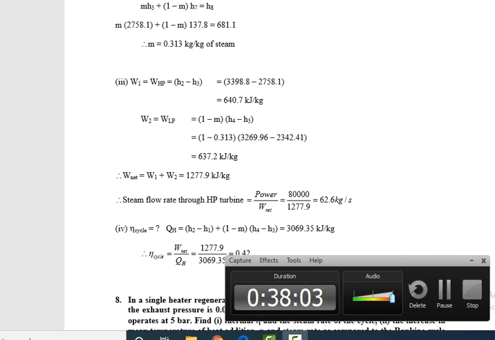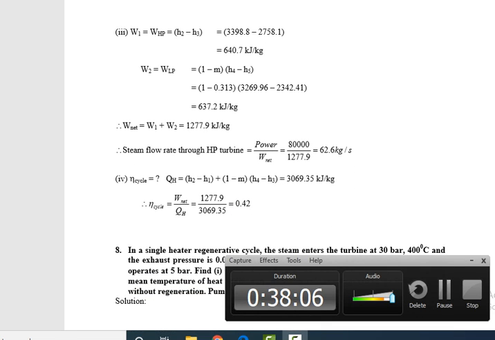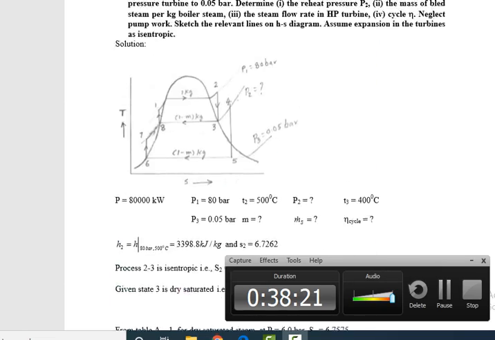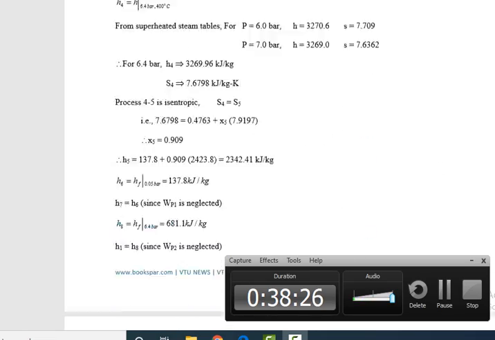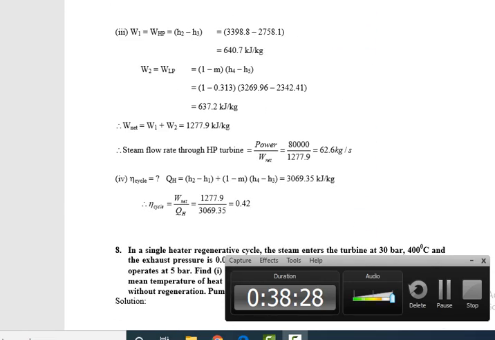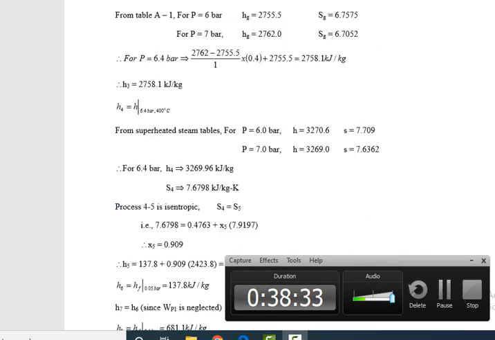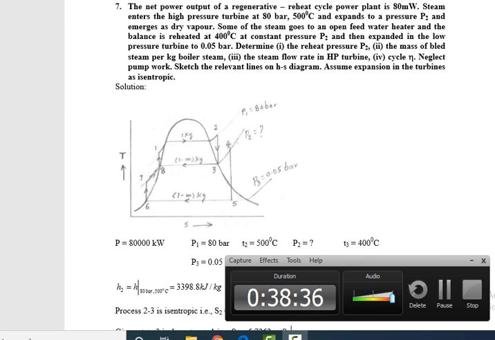Then finally determine the cycle efficiency. How to determine? Because again the cycle efficiency is nothing but the work done upon the Q heat supplied. Then you have to find out QH again. QH you are finding out from the diagram, 3069.35. This is the area in which the heat addition happens, that means H2 minus H1, heat added. Again go to H2 minus H1. This is the heat addition area, the boiler section, H2 minus H1.